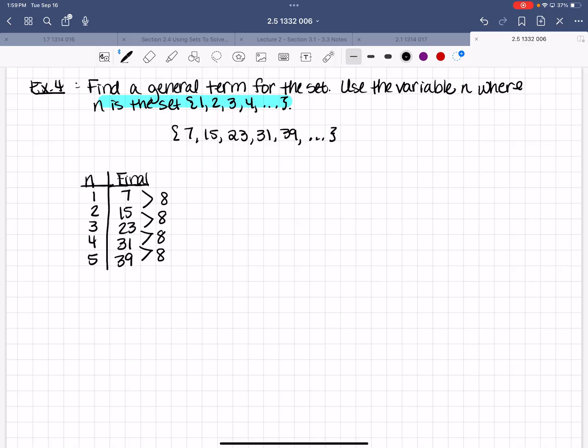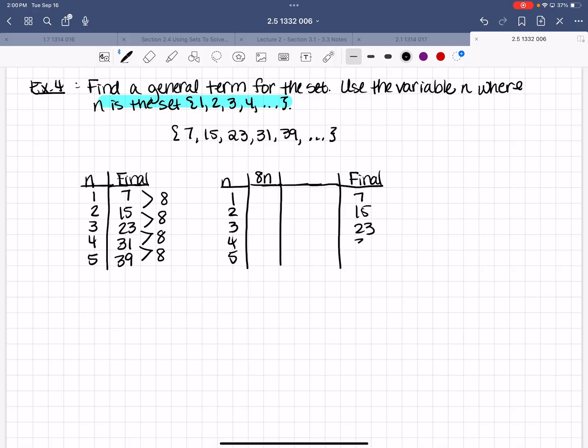Okay? All right, so we start our big table now. We go in 1, 2, 3, 4, 5. And then what's going to be the next column? 8 in. Good. We're going to do an 8 in. We're going to have a blank column. And then I'm going to have my final. And I need my final to be 7, 15, 23, 31, and 39.